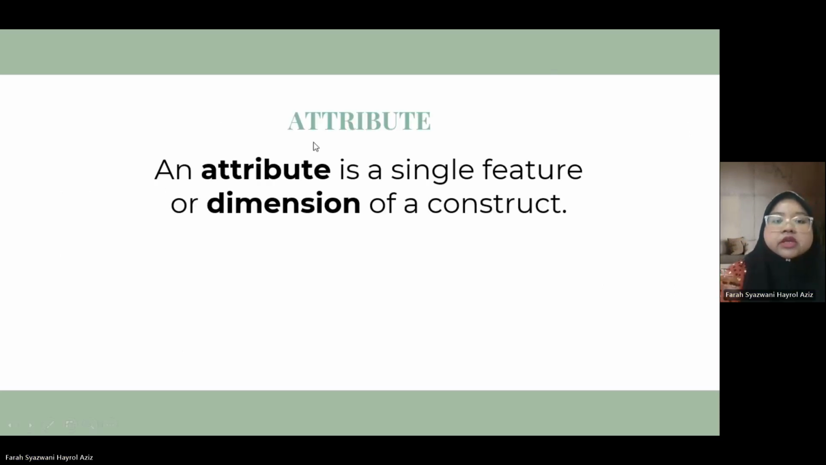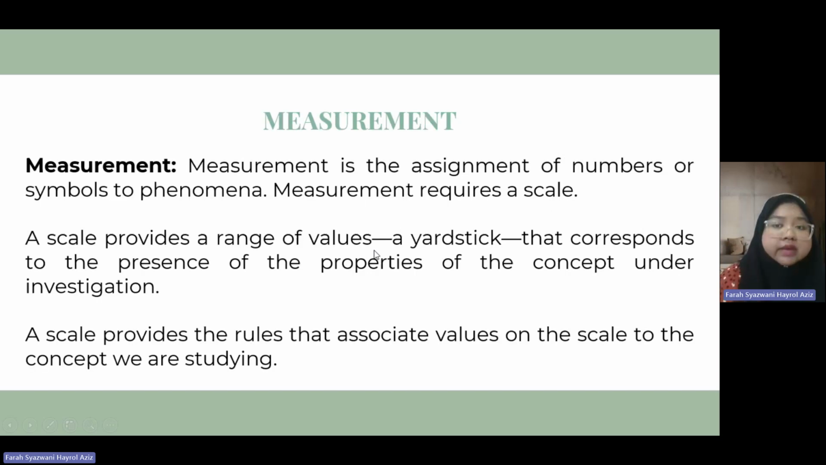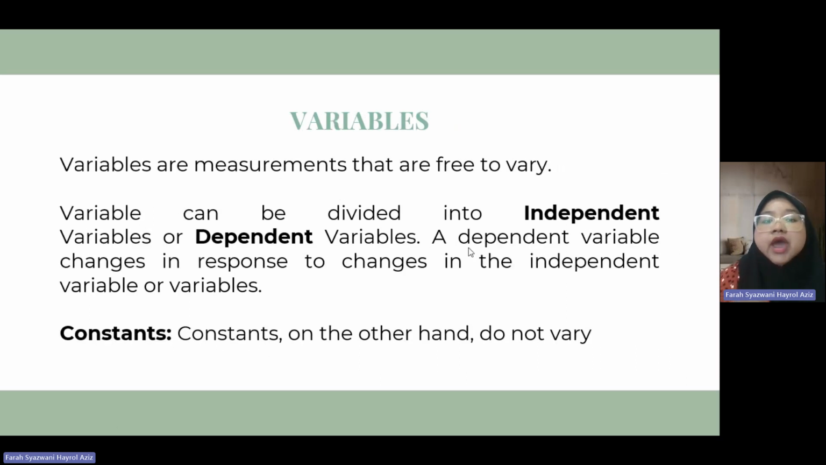All right. Now, what is an attribute? An attribute is a single feature or dimension of a construct. Measurement is the assignment of numbers or symbols to phenomena. Measurement requires a scale. A scale can provide a range of values, a yardstick that corresponds to the presence of the properties of the concept under investigation. A scale provides the rules that associate values of the scale to the concept that we are studying for our research, where variables are measurements that are free to vary.